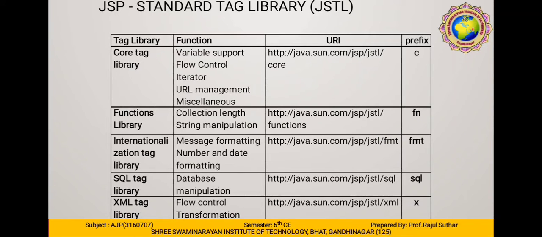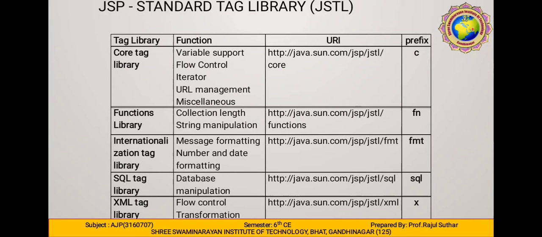Here are the main tag libraries: the core tag, function tag, internationalization (formatting) tag, SQL tag, and some XML tag. So why do we require the core tag? This core tag library contains the core information: variable support, flow control, iterator, URL management, and so on. Then this is the URI for the core.